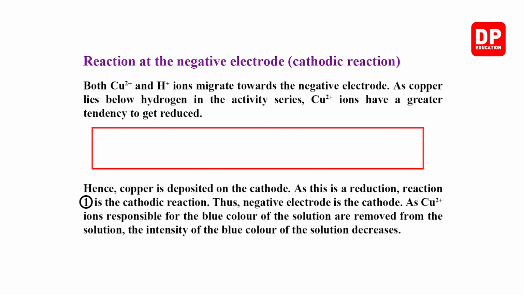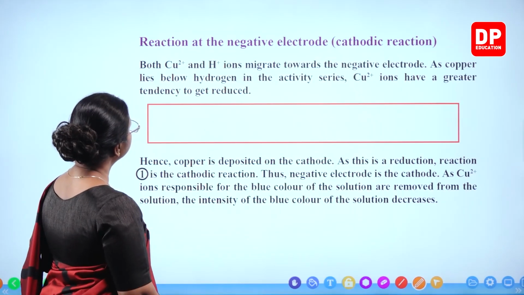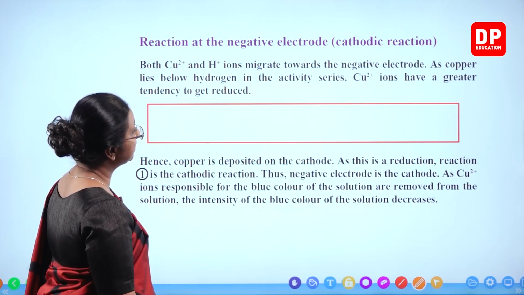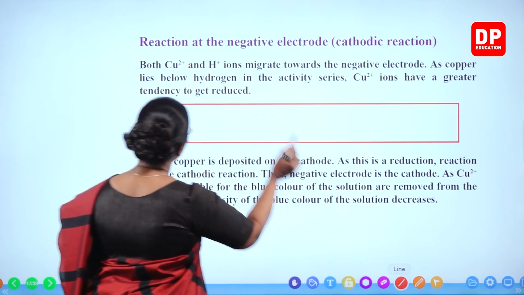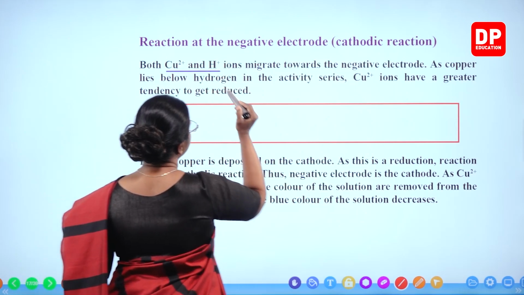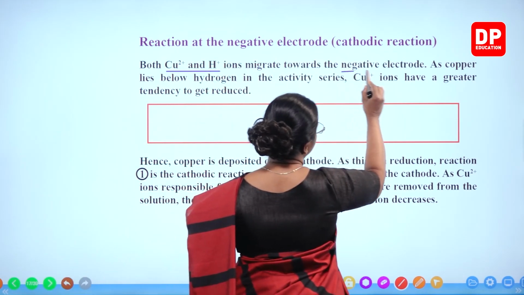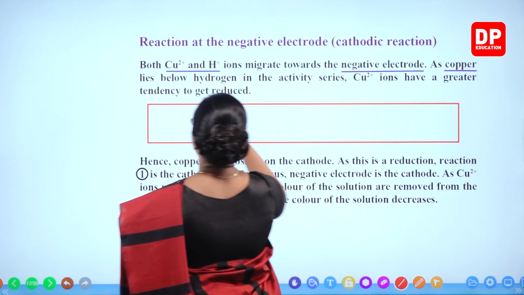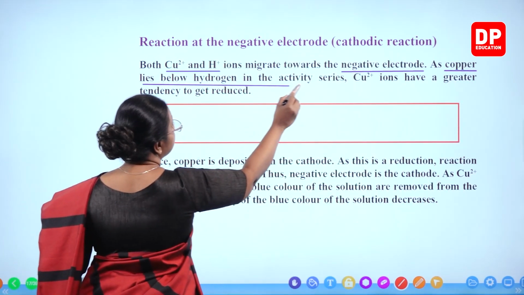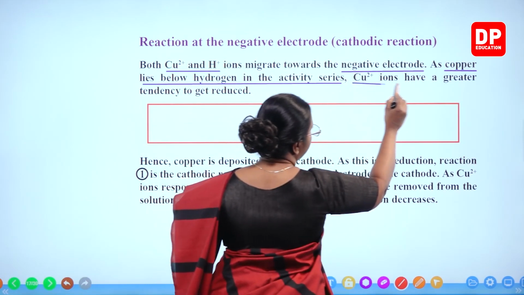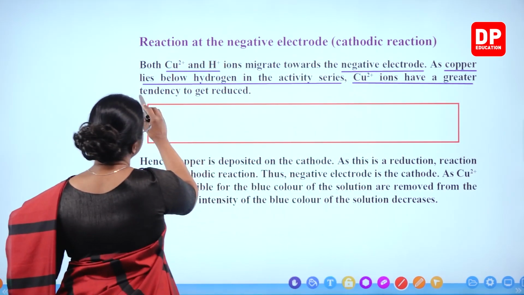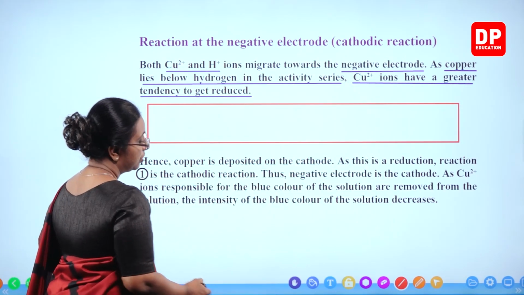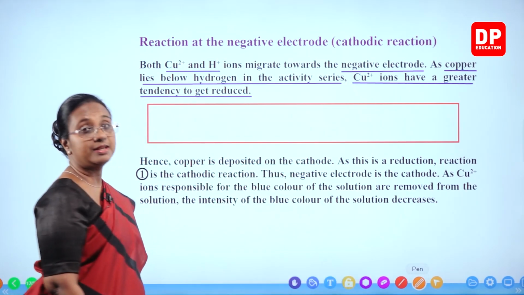Reaction at the negative electrode, that is the cathodic reaction. Both copper and H plus ions migrate towards the negative electrode. So here also there are two ions, copper and H plus ions, migrating towards the negative electrode. And as copper lies below hydrogen in the activity series, copper ions have a greater tendency to get reduced. So that is why copper ions get reduced.